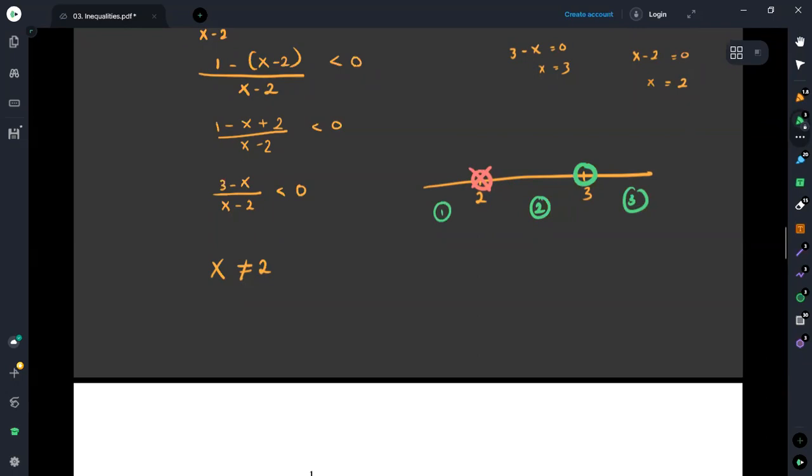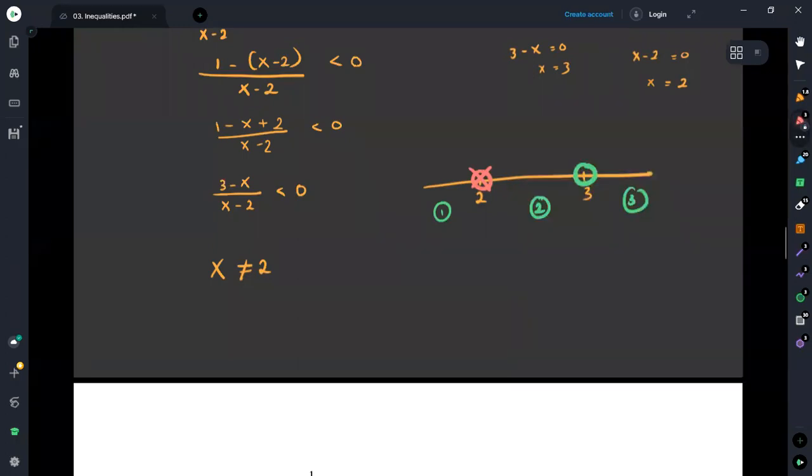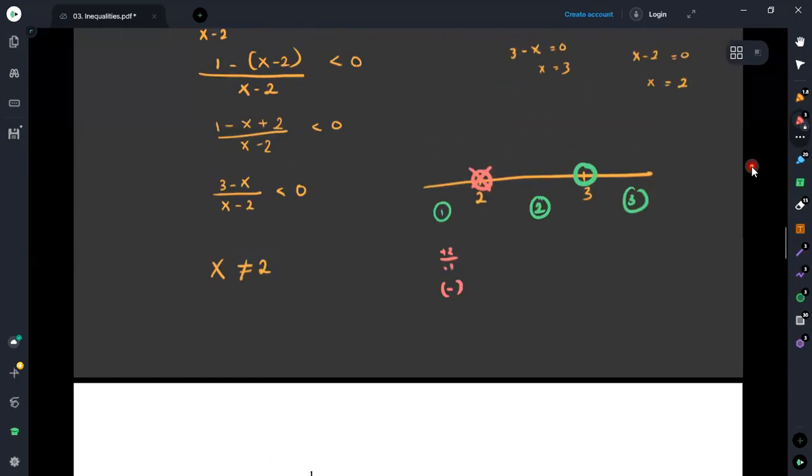If we substitute a value from the first region, say 1, which is less than 2, we get 3 minus 1, it is plus 2, divided by 1 minus 2, which is minus 1. Then we get a value of minus 1. Therefore region 1 is a possible region which satisfies this inequality.